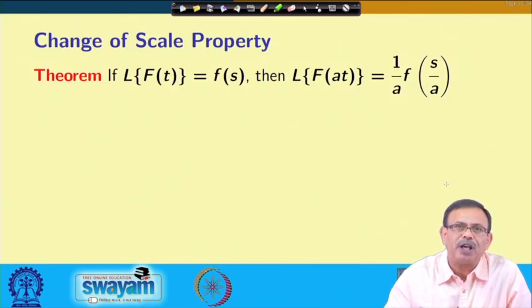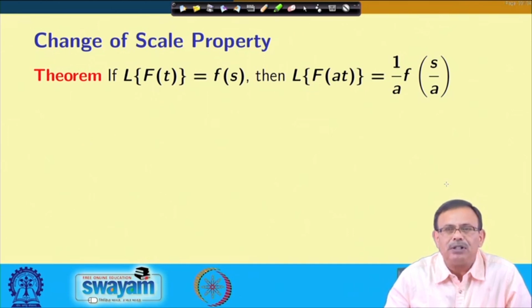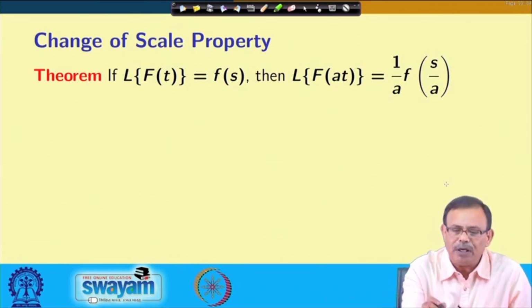Next is the change of scale property. If the Laplace transform of f t equals f s, then the Laplace transform of f of a t, that is, you see the parameter t is changed to a t, one parameter has been multiplied, the effect is that it will be equal to 1 by a f of s by a. So, if the Laplace transform of f t is f s, then the Laplace transform of f of a t is equal to 1 by a f of s by a.